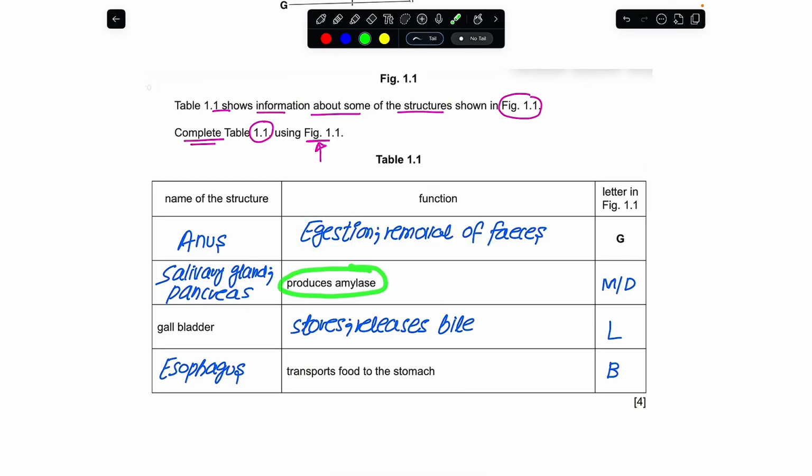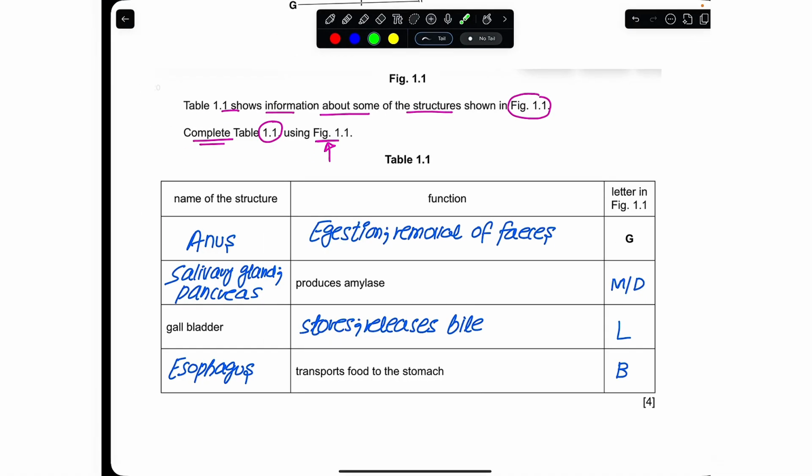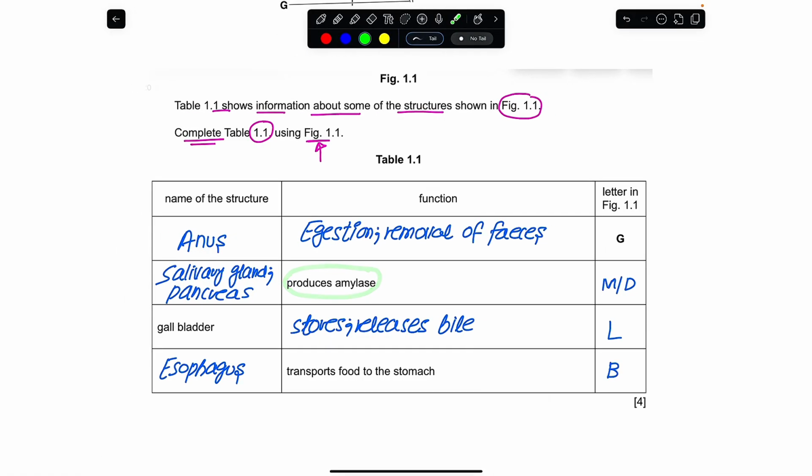They have written produces amylase. The amylase production happens within the salivary gland, that is M, and that has the salivary amylase. Amylase is also released by the pancreas, and that is the pancreatic amylase. So you have the choice of writing either the letter M or D. But if you write M, you have to tell them that this is the salivary gland. And if you write D, you say that this is the pancreas. So the amylase production is either from the salivary gland, the letter M, or from the pancreas, the letter D.